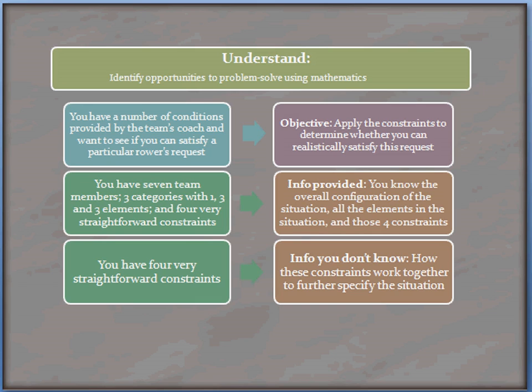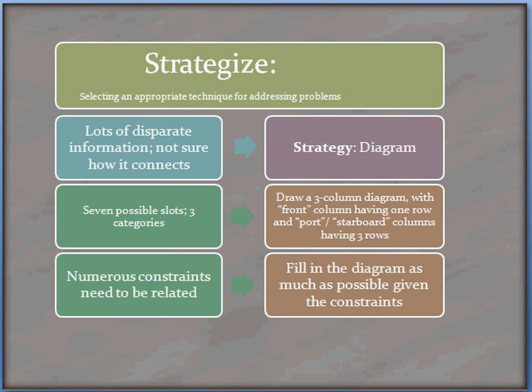You have 7 team members. You have 3 categories with 1, 3, and 3 elements in them respectively, and you have 4 very straightforward constraints. So the info you were provided gives you the overall configuration of the situation, all of the elements in the situation, and those 4 constraints. Remember, you have those 4 very straightforward constraints, but you don't necessarily know how they work together to further specify the situation. So you expect that this will be a part of your strategy.